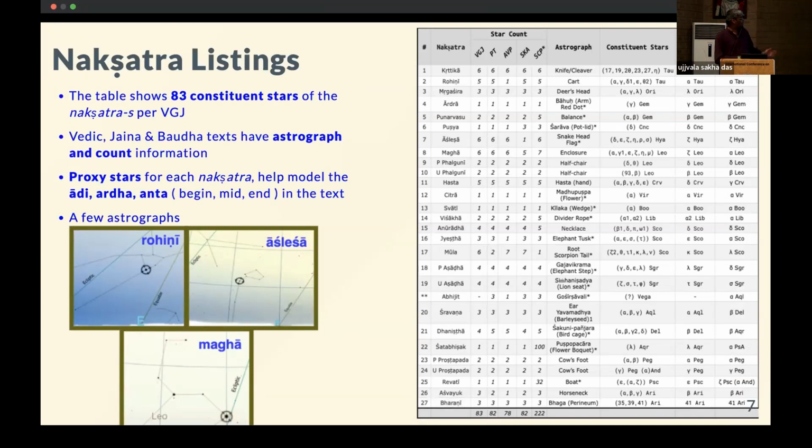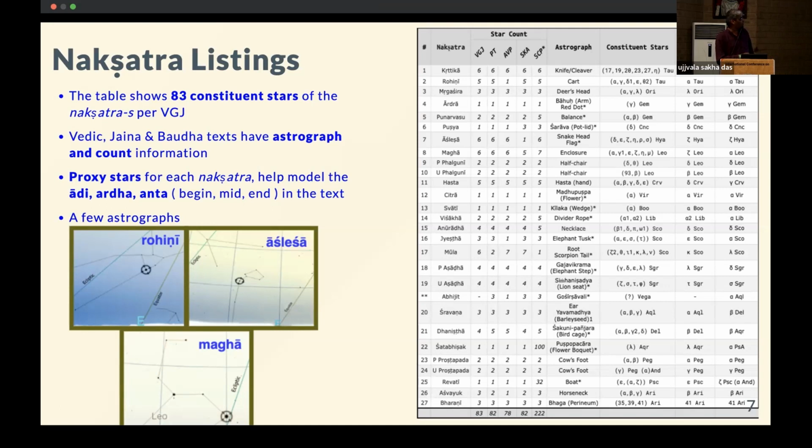I just mentioned nakṣatras. We saw the nakṣatras as a clock and a dial, and this is a listing of the nakṣatras. And over each nakṣatra there are constituent taras, and all the nakṣatras also have shapes of astrographs, and these can be inferred from Vṛddha-Gārgīya Jyotiṣa.